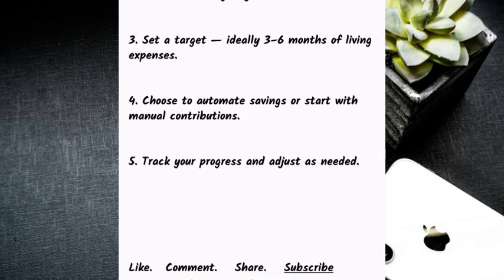Next step is to choose to automate savings or to start with manual contributions. So you gotta decide what you want to do. You want the savings to be automatically deducted from your account, or do you want to manually deposit into the savings funds? After that's decided, you're going to be able to track your progress, and you can easily just adjust settings as required on the go. But yeah, that's pretty much it for how to get this done.